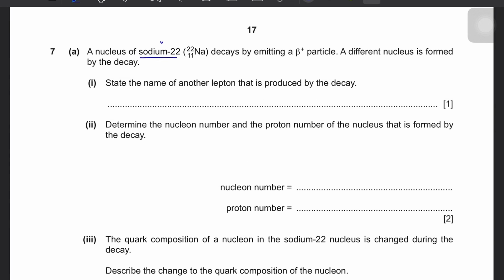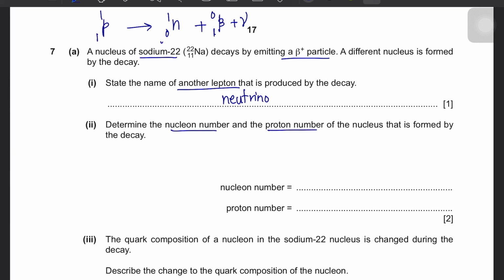Okay, a nucleus of sodium-22 decays by beta plus particle, and beta plus is released when a proton gets converted to a neutron. So we'll have a beta released, plus there will be a neutrino released. So state the name of another lepton, and that's the neutrino. An electron neutrino is released.